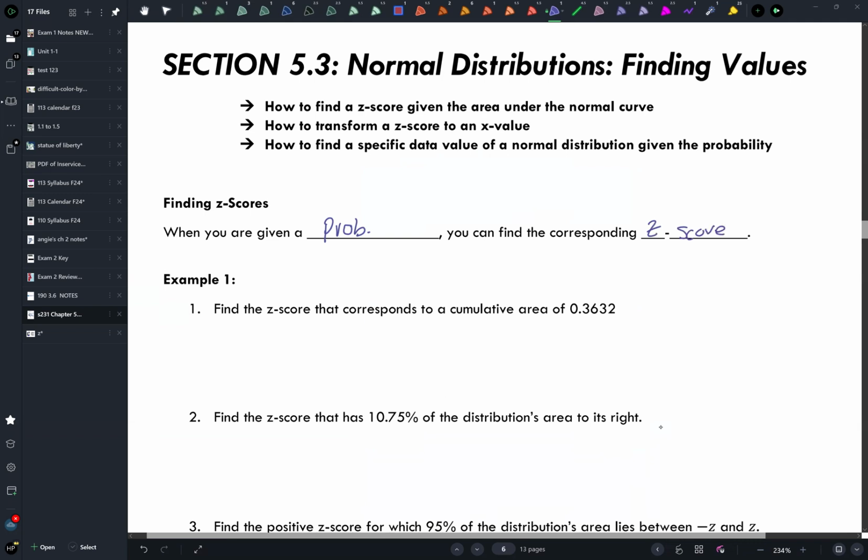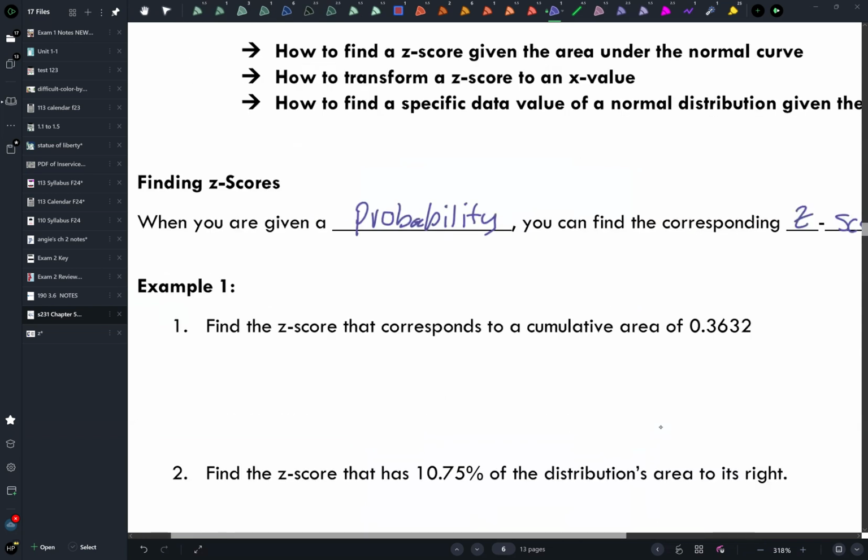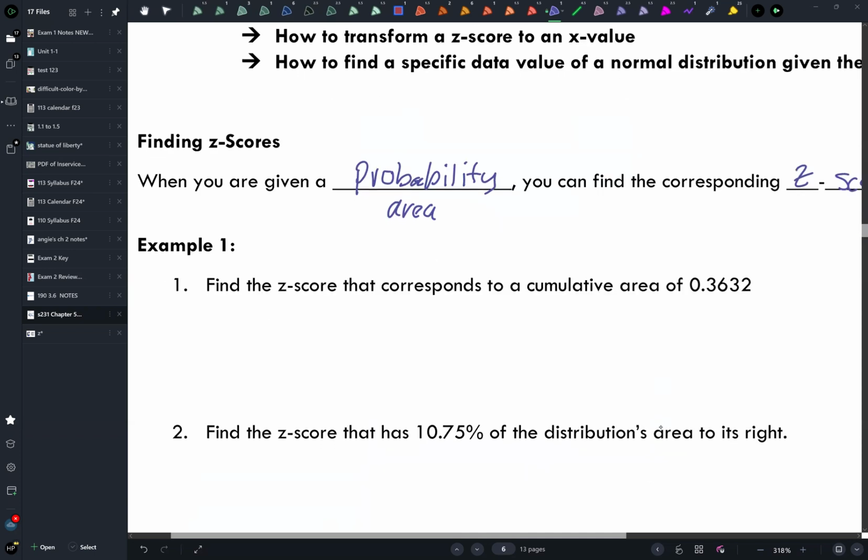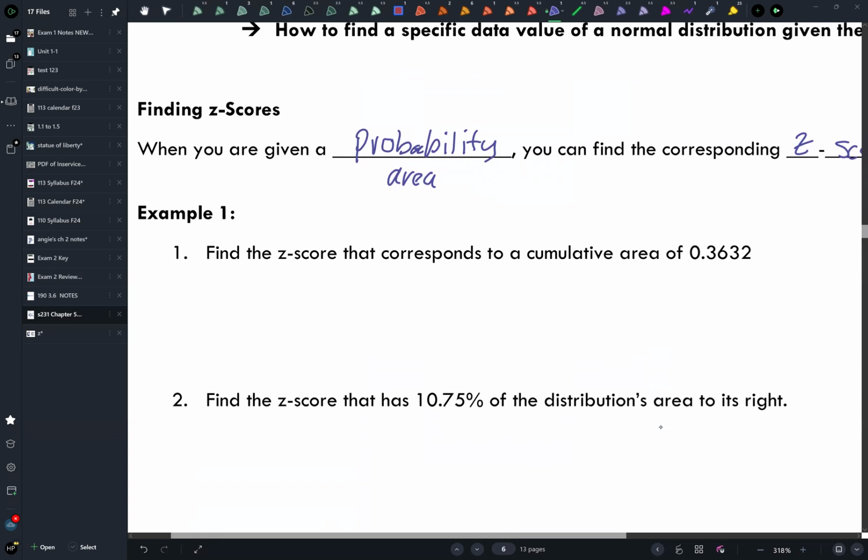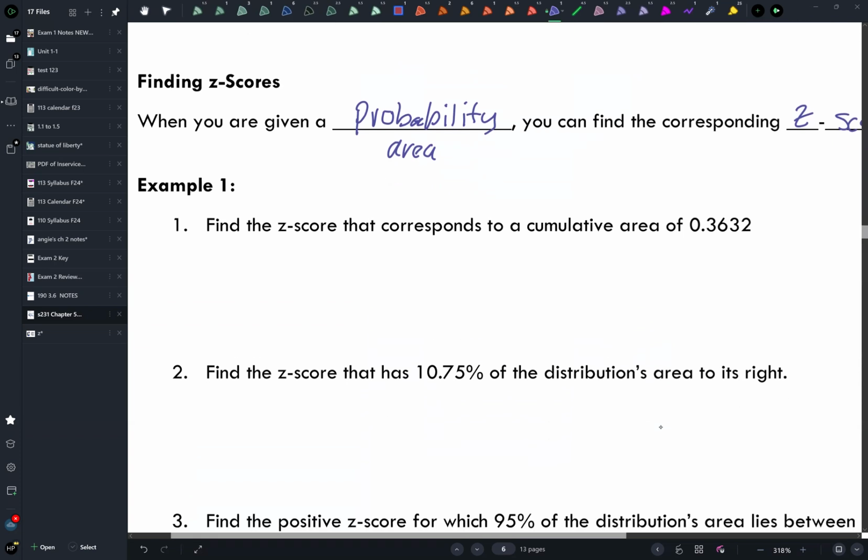All right, so let me put this up. When you think of probabilities, another word for probability in a normal distribution is the left area. Area under the curve is the same thing as the probability at that z-score, or of some less than, greater than, or between that we talked about. So we're given an area or a probability, and we want to find the z-score that corresponds to that area.